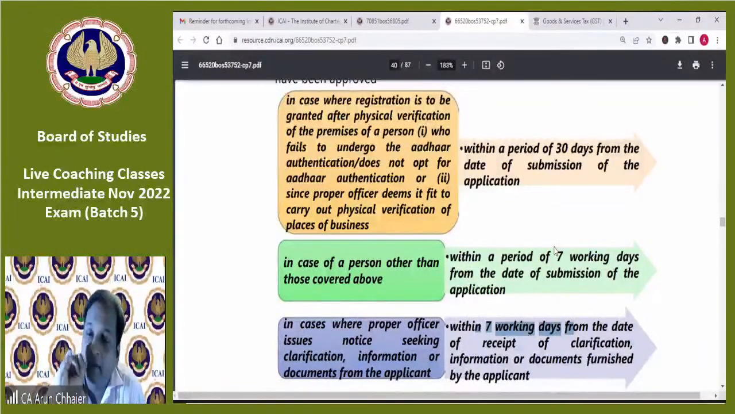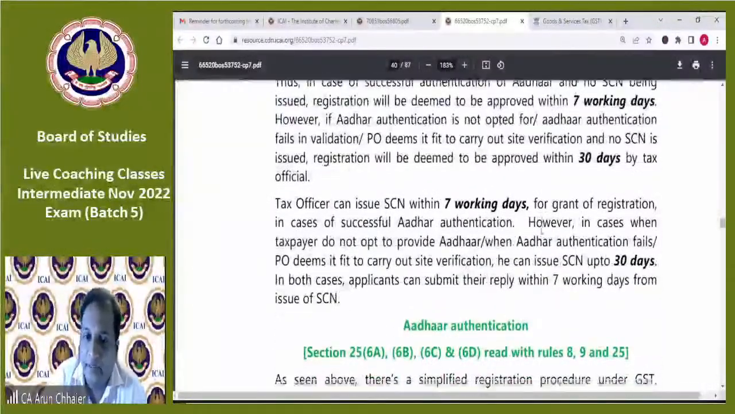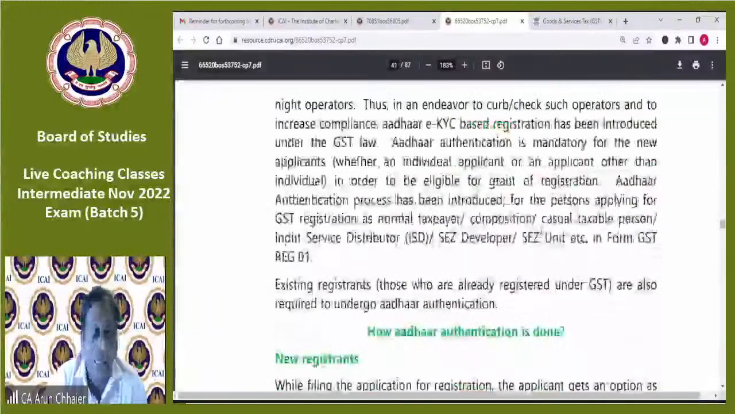Third case, suppose the officer has issued the notice to me. I have given the clarification within the time of 7 days. Now, after the clarification, if again he has not approved or rejected within 7 days, then again it will be deemed to be approved. Even though I have not received the GST number, it will be assumed that I have received the GST number. So that is altogether a different process. I hope it is clear.